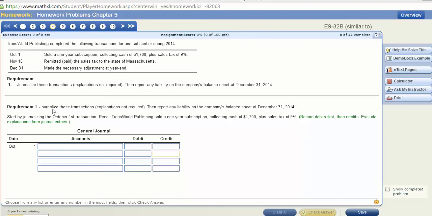Okay, let's cover an example here of basically an unearned revenue. In other words, a liability where we've gotten the cash, but we haven't really earned it yet. In Transworld Publishing here, it says during 2014, the following happened.